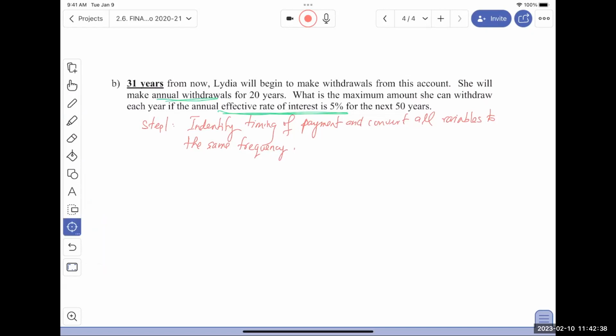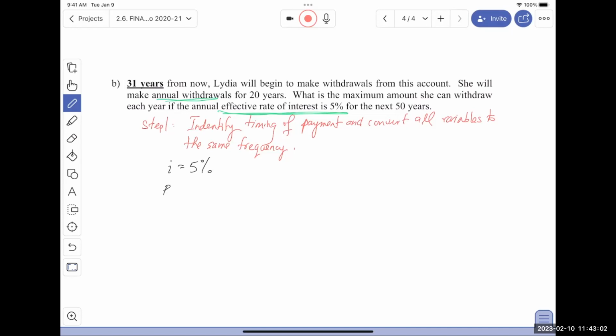So it's 30 years of deposits, 20 years of withdrawals for a total of 50 years. So don't get thrown off by that. And the interest rate is going to be fixed at 5% all those years, which simplifies things. So we already have our interest rate is going to be 5%.